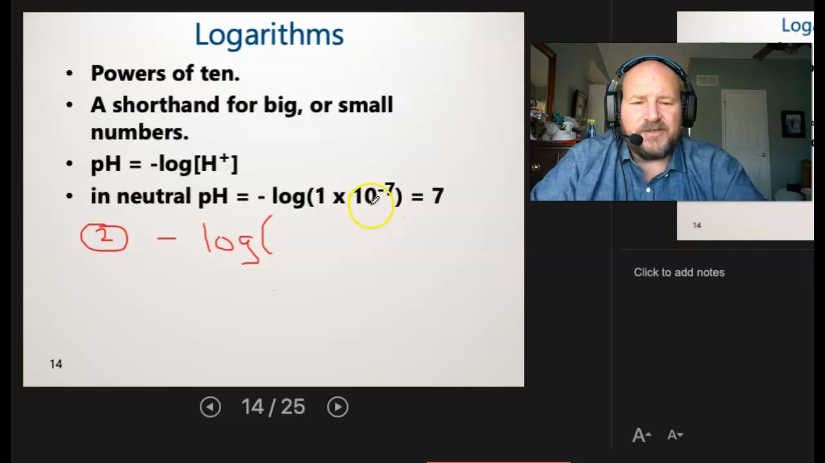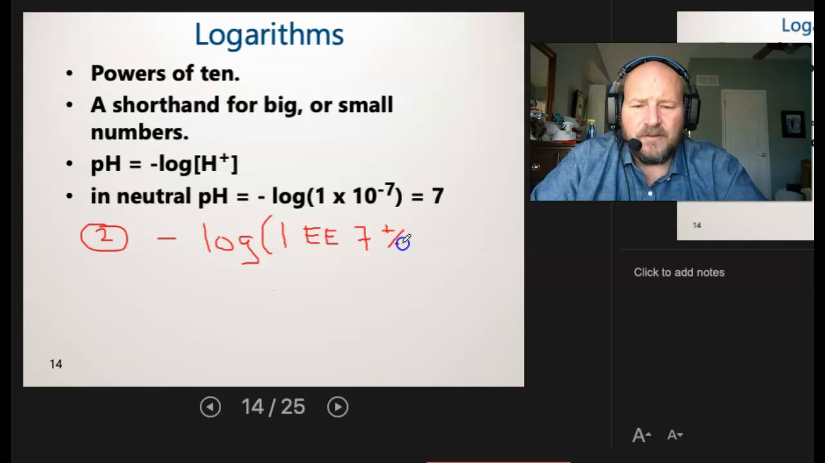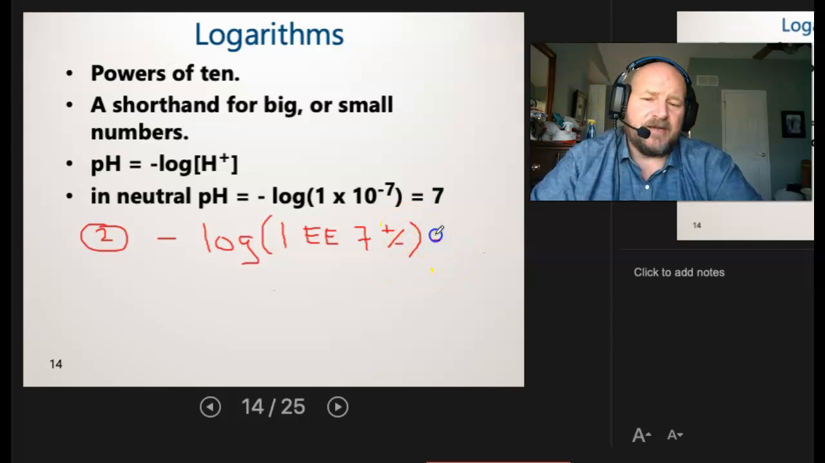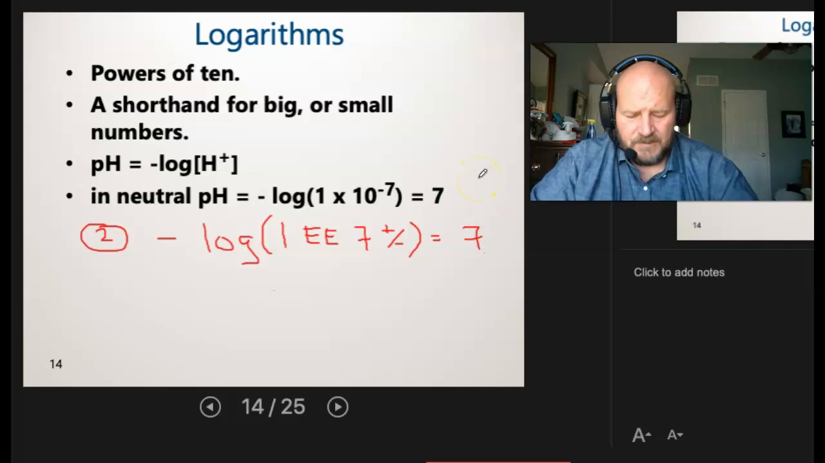Now at this point, just like before, we have a couple different ways we can input these numbers. You can do the same thing though. Go 1 EE 7 plus minus. Close the parenthesis and then hit execute. It should give you 7.